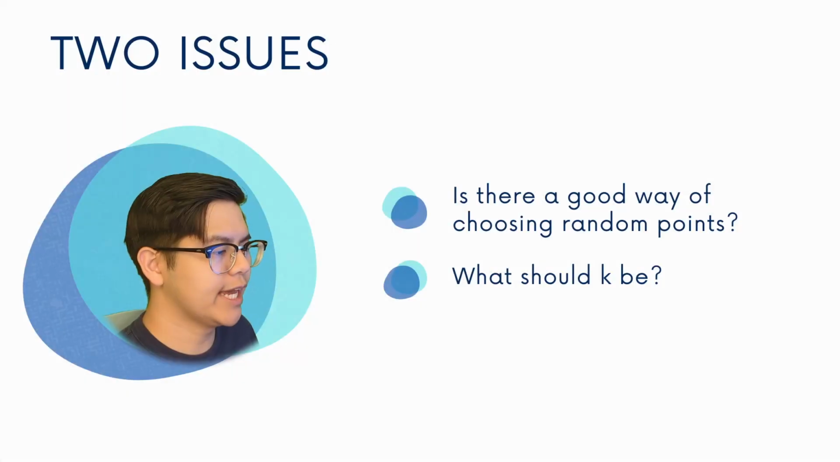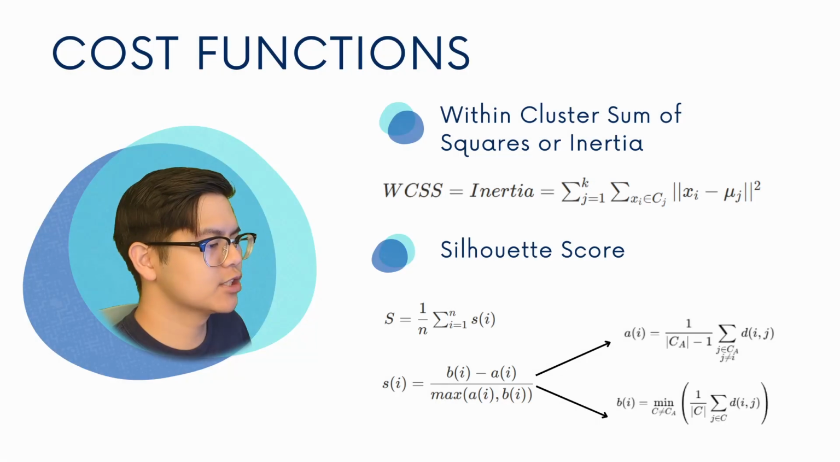We now know how k-means clustering works, but there are two issues. We know that randomly choosing points each time can produce different clusters, so how can we choose the best cluster initialization? Secondly, we also don't know what k should be. Before we can answer these questions, we need to define two cost functions.